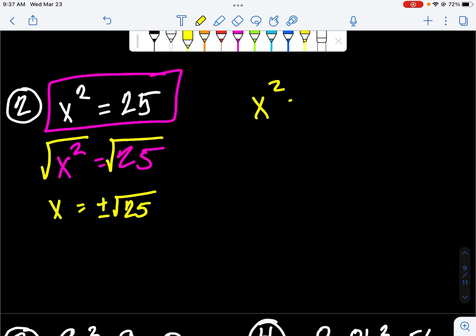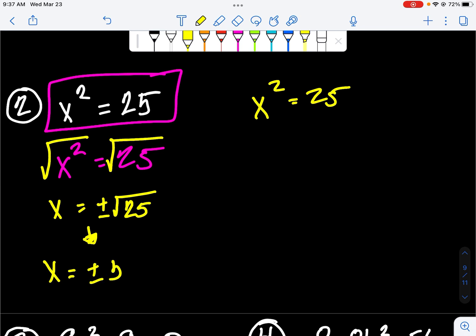So if we think about x squared equals 25, well, let's come back to this. Let's finish solving first. Sorry, rewind. We need to make sure we put our plus and minus sign on both sides. So now we have x equals plus or minus.